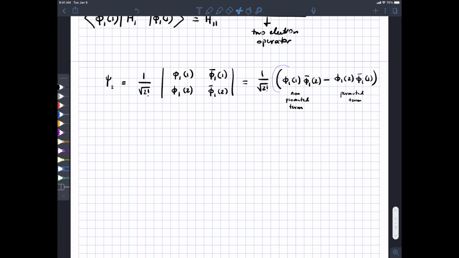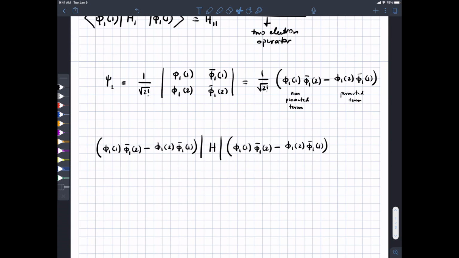So I'm going to copy this, and here's our integral. What I've written here is just an expansion of the following integral. We're going to apply our Hamiltonian to this wave function and then multiply it by this wave function and integrate over all space.